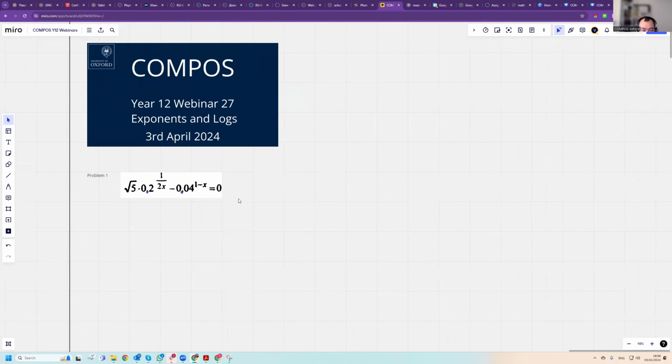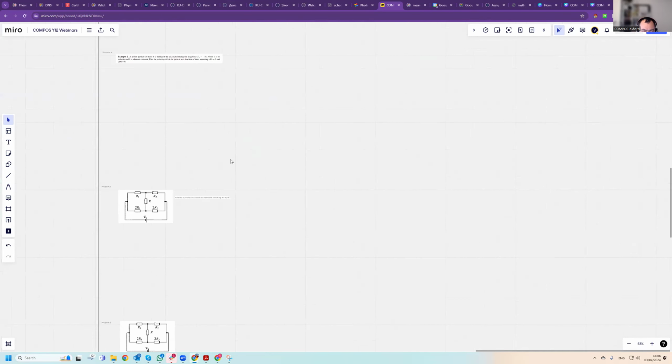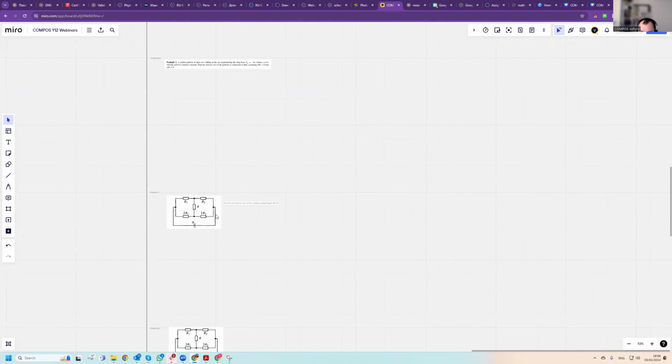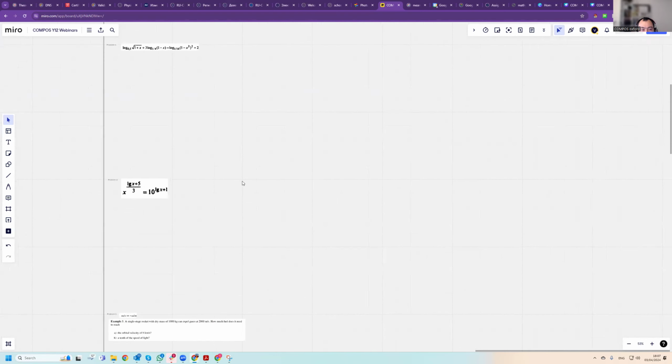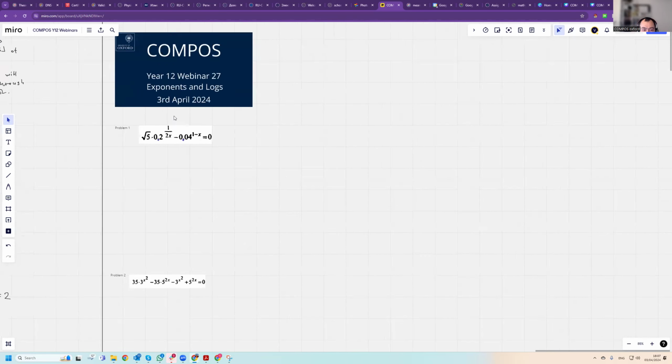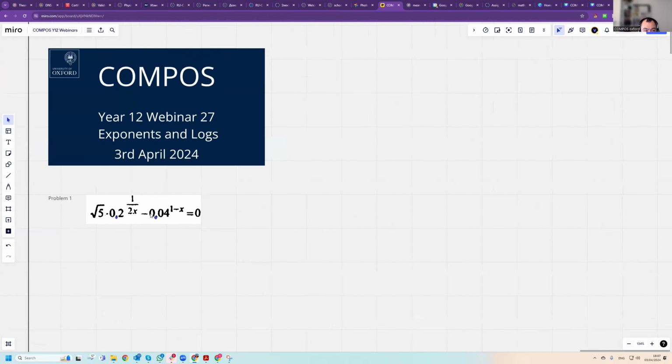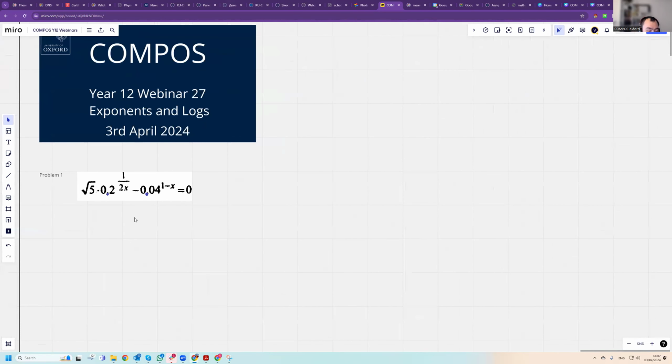Right, so we're talking about exponents and logs, and at the end I've prepared a question on electricity, so hopefully we'll get to the electricity question. But let's start with exponents and logs. So this is an exponential equation. I'll be doing equations mostly, but I'll be using the properties of exponents and logs effectively. So you have root 5 times 0.2 to the power 1 over 2x minus 0.04 to the power 1 minus x.